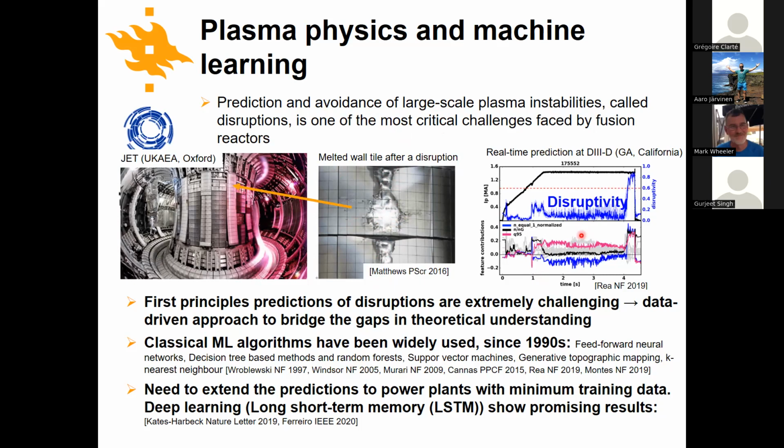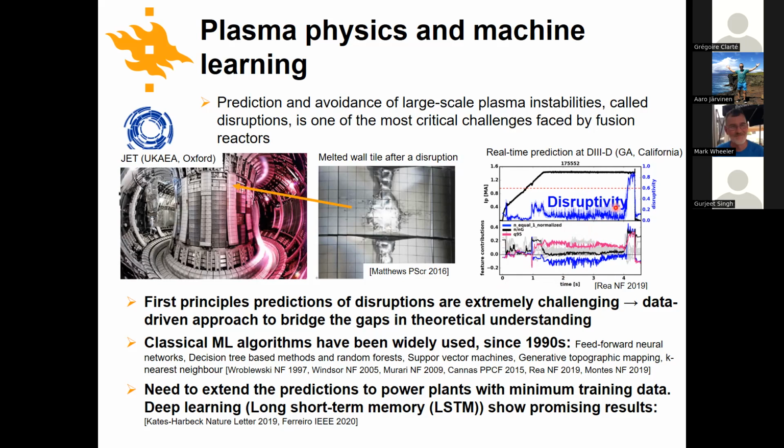One can try to predict disruptions from first principles, which means that you really simulate the plasma physically with as realistic a plasma model as possible. But these are very heavy simulations, very challenging. And because of that, people try to use data-driven approaches. That is, they collect data and then train some machine learning algorithm to predict when a disruption will occur.